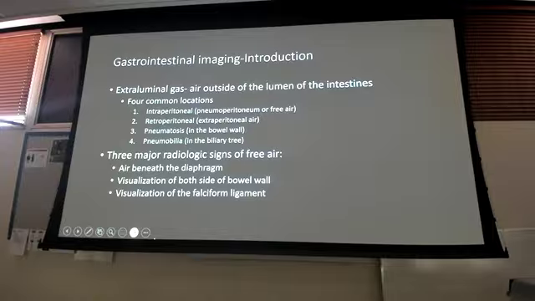Air should never be beneath the diaphragm unless it's the gastric bubble. But even then, if it's on that side, sometimes you can see diaphragm, air, and gastric bubble because you can clearly see the stomach wall. So air should never be beneath the diaphragm. It's not supposed to be there. So the liver is supposed to be, right?